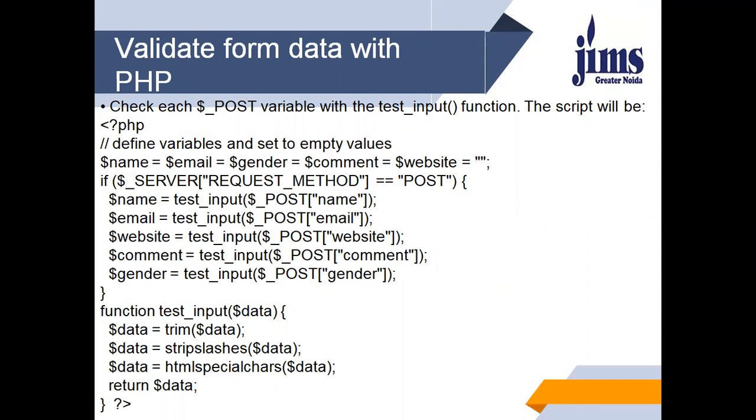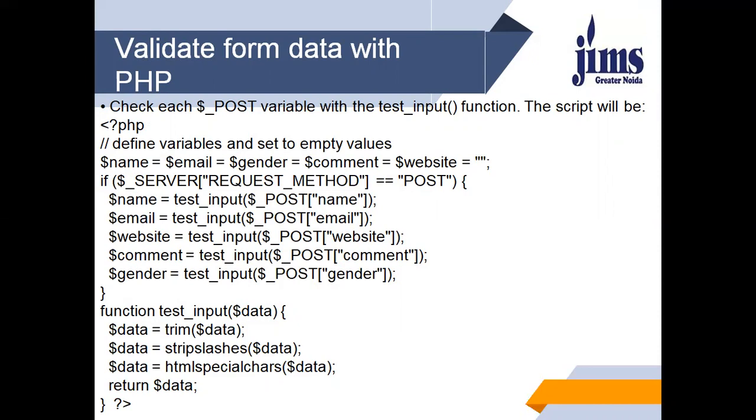So first let's see what is $_SERVER PHP_SELF variable. $_SERVER PHP_SELF is a super global variable that returns the file name of the currently executing script. So $_SERVER PHP_SELF sends the submitted form data to the page itself instead of jumping to a different page. This way, the user will get the error message on the same page as the form.